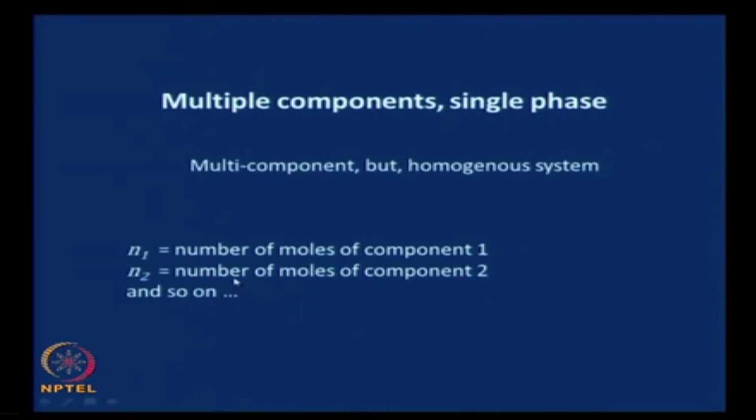Before we do that, we need to know some terminology that we will use here. Let N1 be the number of moles of component 1, N2 be the number of moles of component 2, and so on. If you recall our equation 2.5, dU equals T dS minus P dV, we took the internal energy U as a function of S and V. It will become clearer when I say the next thing, and for that, let me extend this to a k component case.